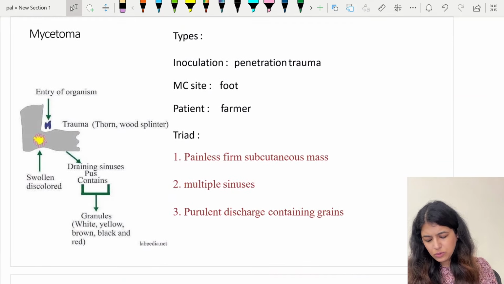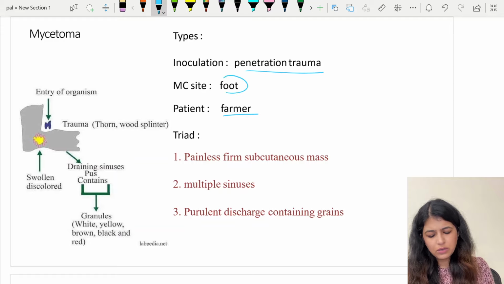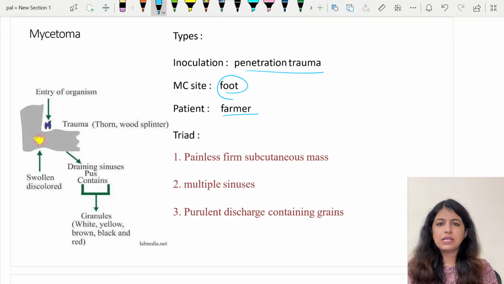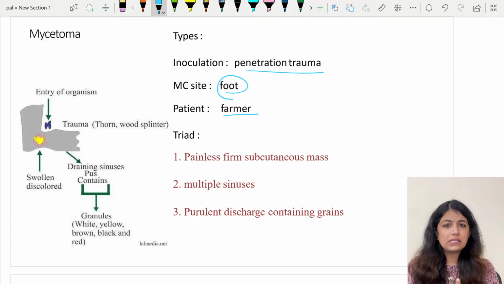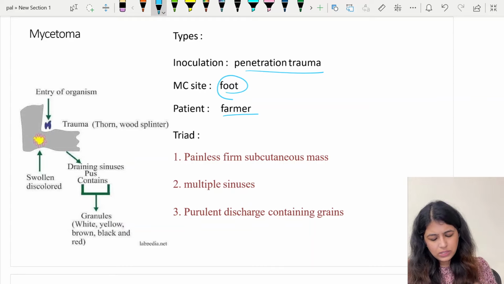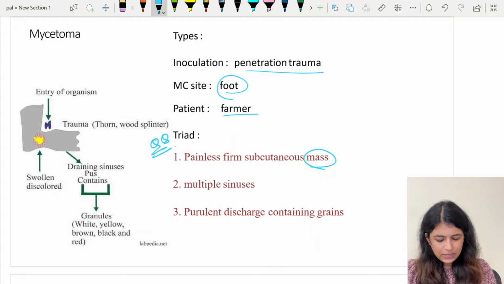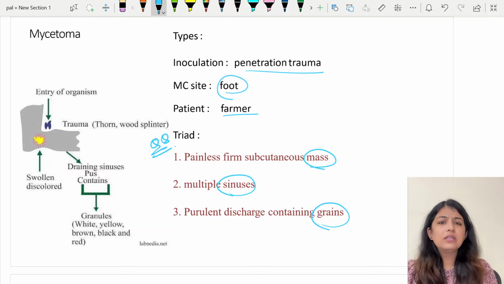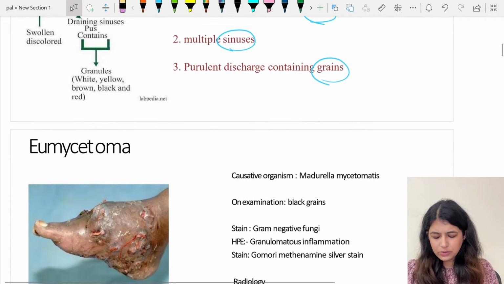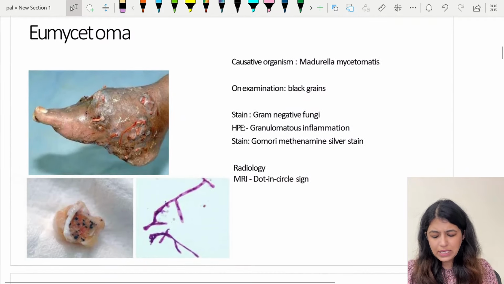Next we have mycetoma. Mycetoma again spreads by penetrating trauma in the farmer on the foot. But the clinical findings are different. It presents with a triad where you have a painless swelling. That swelling has sinuses which have discharge containing granules. So this is the triad. Even this has been asked in the exam. So what you have is a mass which is painless with sinuses with granules. That is what tells you that the patient is suffering from mycetoma.